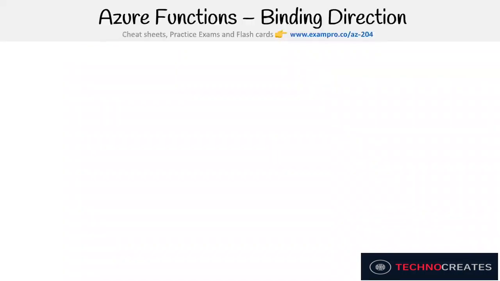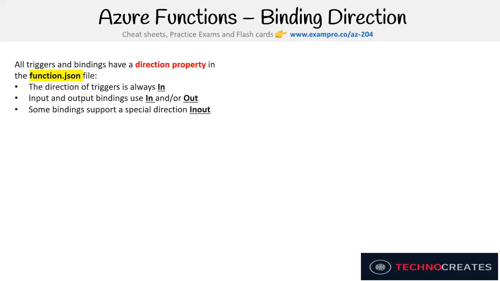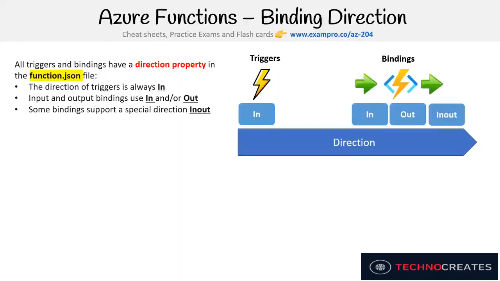Let us talk about binding directions. All triggers and bindings have a direction property in the function JSON file. The direction of the triggers is always in, and the input-output bindings are either in or out. Some bindings support a special direction called in-out, which is a little bit confusing, but it's nice to have an extra option. So triggers are always in, and then you have in, out, and in and out.